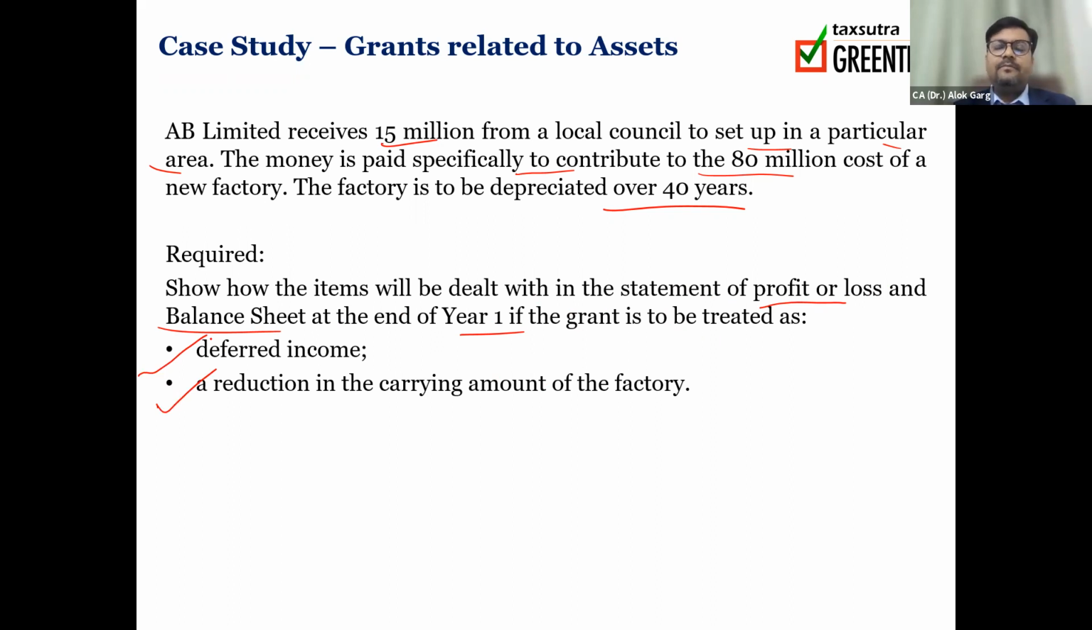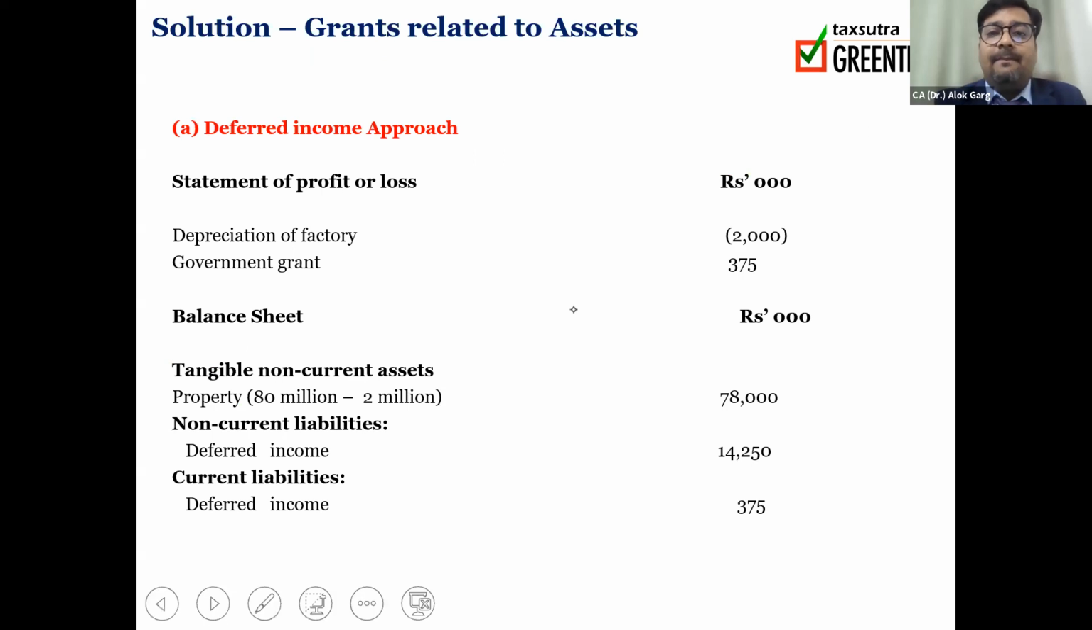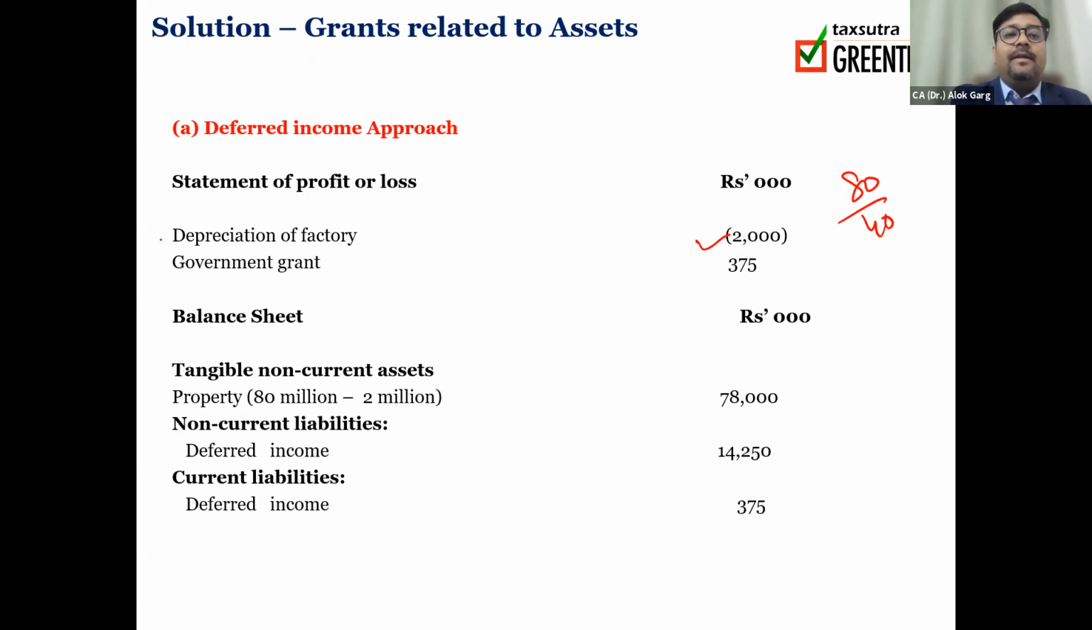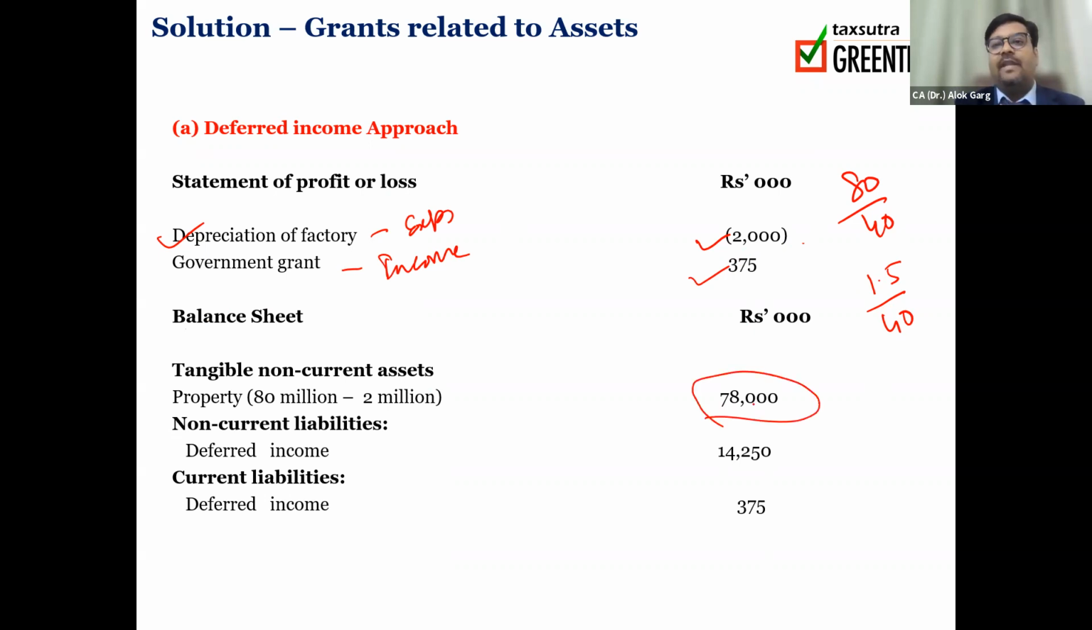So going by the gross approach, this factory has to be shown on a gross basis of 80 million, 8 crore. And what will be the depreciation? 80 million divided by 40, 2 million will be the depreciation on the factory. And this 15 million divided by 40 will give you 375,000. So this will be shown as an expense and this will be shown as an income. What will be the net impact? Net impact is minus 2 million plus 375,000. In the balance sheet, 80 million minus 2 million, 78 million will be the net value of the tangible asset.